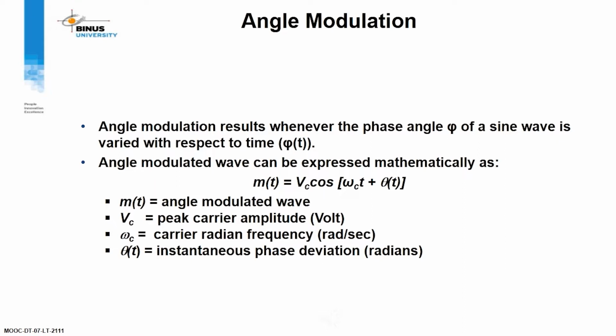Angle modulation. Angle modulation results whenever the phase angle phi of a sine wave is varied with respect to time, phi of t. Angle modulated wave can be expressed mathematically as shown in the slide.